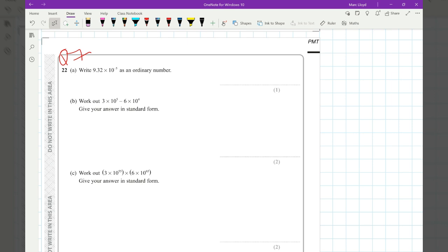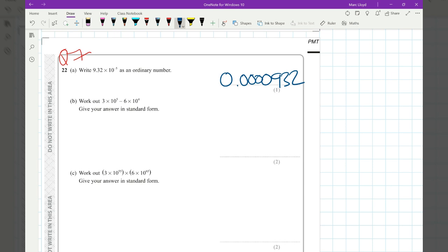So part two of this paper, paper 1, 2023 regional. 9.32 times 10 to the minus 5, write it as an ordinary number. When it's a small number, it means there are going to be 5 zeros involved. So 0 point, and that 0 point counts as the first 0, 1, 2, 3, 4. And then we just write the other digits. Okay, this next one.